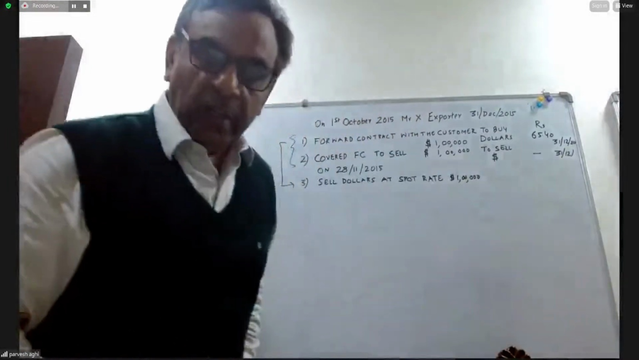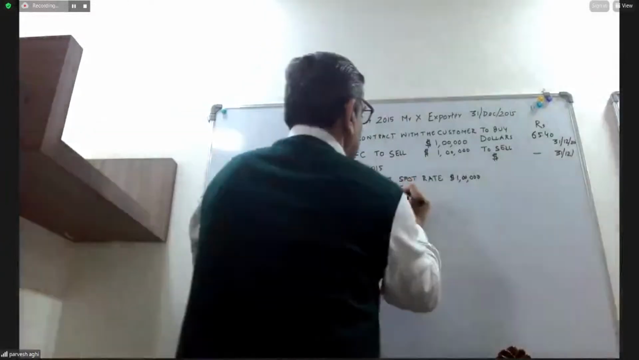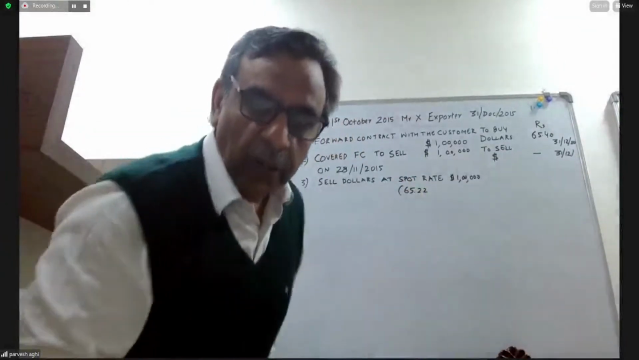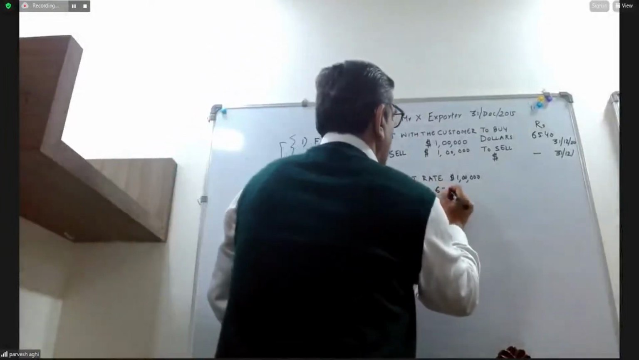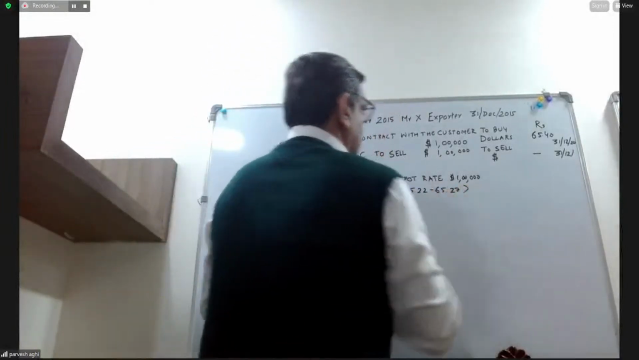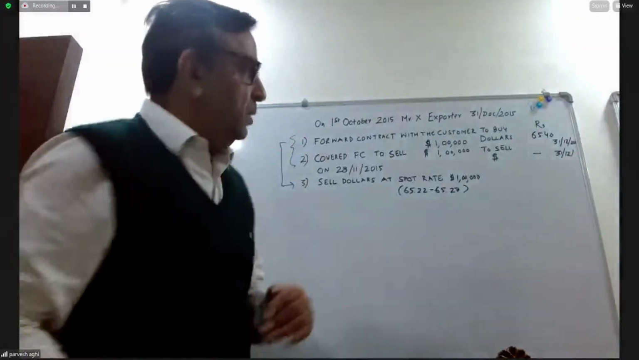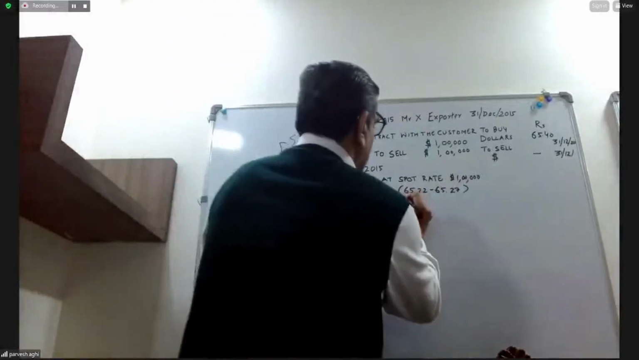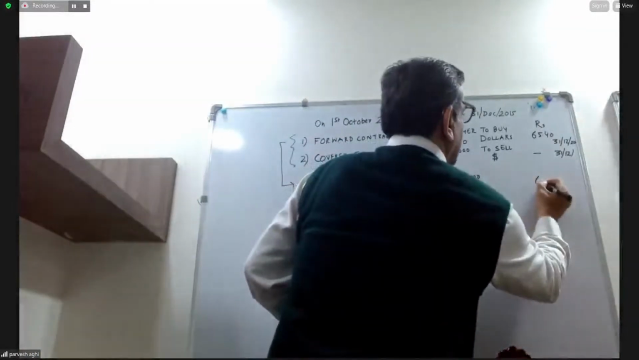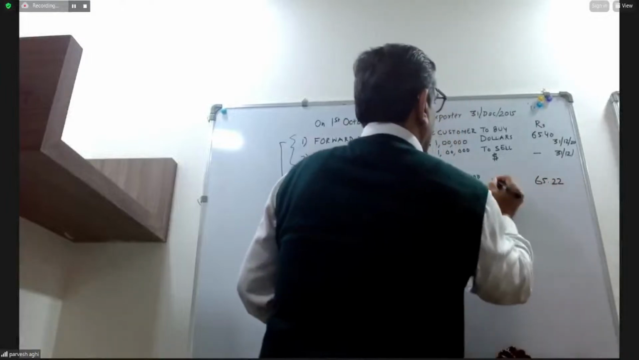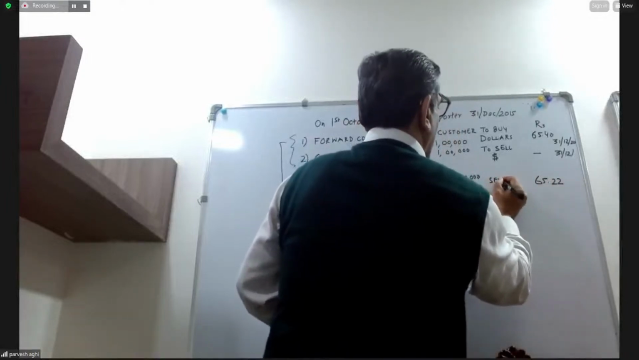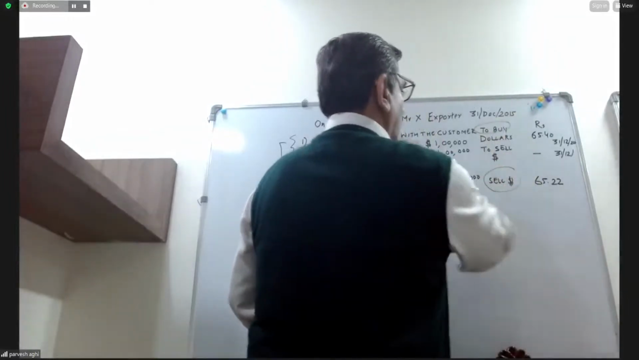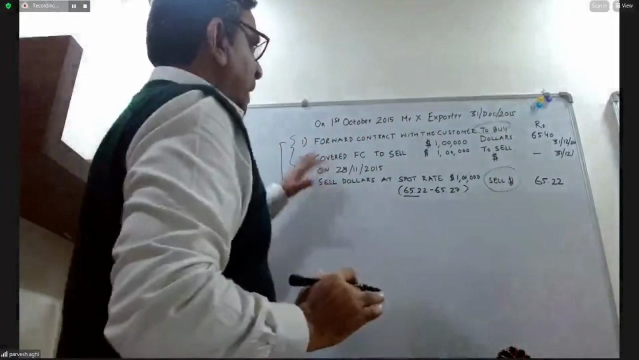The rate has been given in the question as 65.22, which is the bid rate, and the ask rate is 65.27. So these rates are given to you, and the bank is going to sell these dollars at 65.22. They bought the dollars, and now they are going to sell the dollars. So this transaction will get nullified and taken care of.